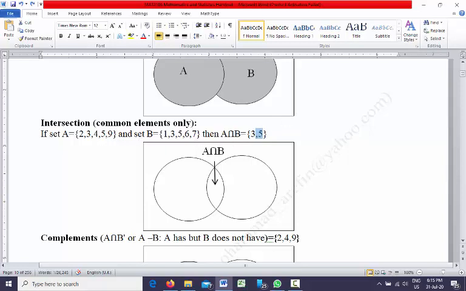So among set A and B, we can see that only 3 and 5 are common. So that means 3 and 5 is the A intersection B. So A intersection B is 3 and 5.